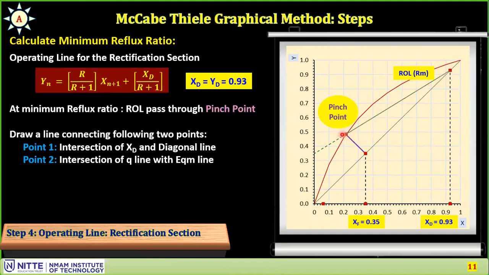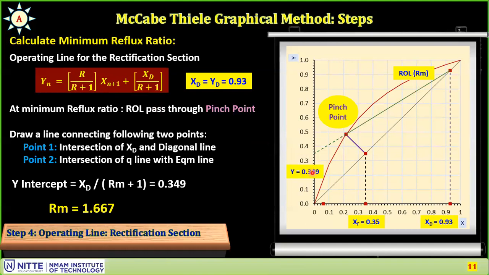So draw the line. Just connect this point and this point. After that, extend this line to the y-axis. When I extend it, I get the intercept. Intercept is 0.349. Remember, this is the rectification operating line for the minimum reflux condition. So for R is equal to Rm, this intercept is equal to xd by Rm plus 1, which is 0.349. So xd is known to us, 0.93. You can calculate Rm. Rm is equal to 1.667.